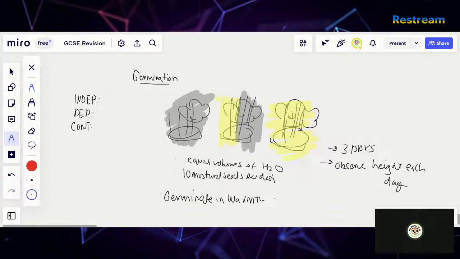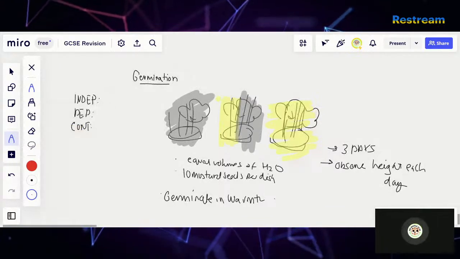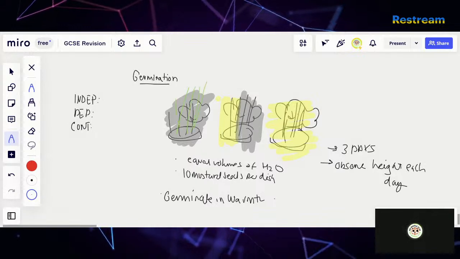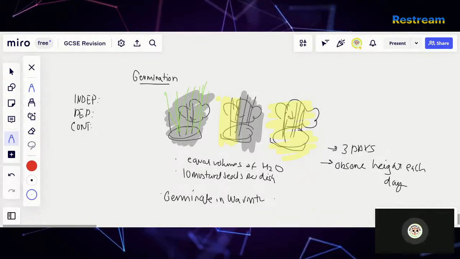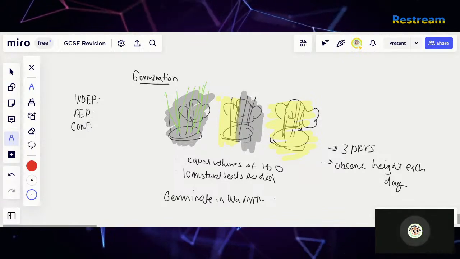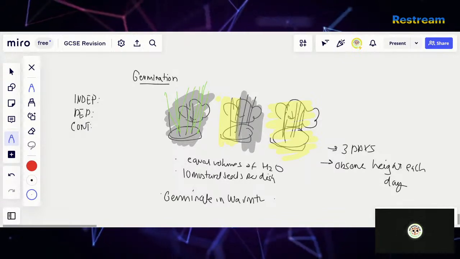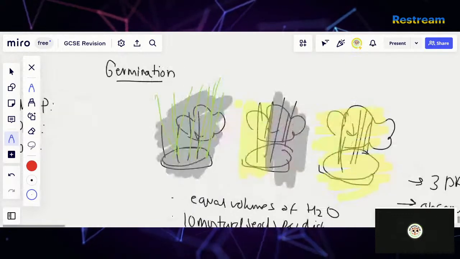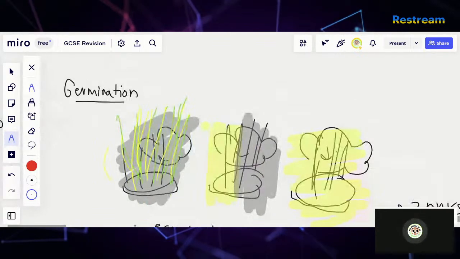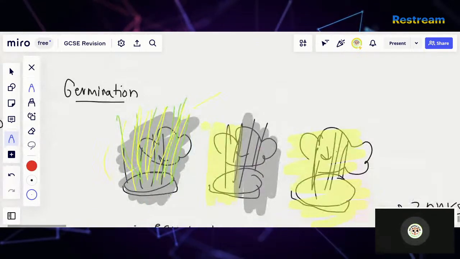Now, in terms of the results, what would the results then be? So actually, it should be tallest in the darkest conditions because it's trying to reach the light. It should be tallest, but however, it shouldn't be green. It should actually be yellow. The reason why it should be yellow is because it lacks chlorophyll because of the fact that it's lacking photosynthesis. So tall and yellow.